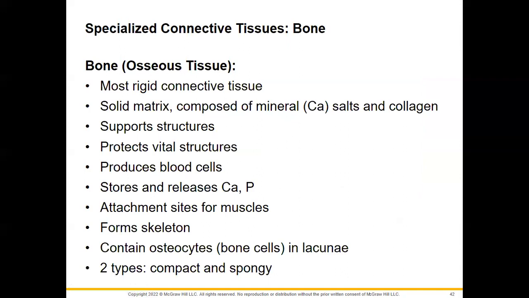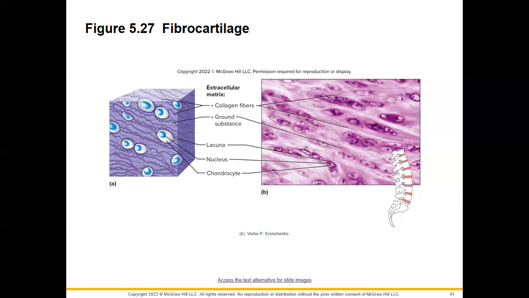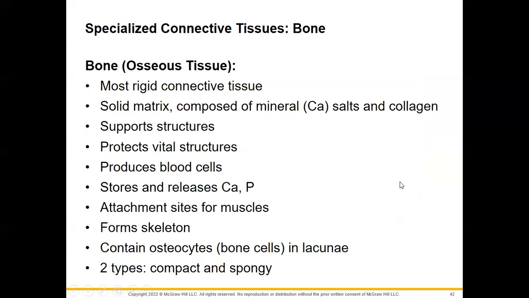The next type of specialized connective tissue that we'll delve into is bone. Bone is known as an osseous tissue. All right, osseous basically meaning bony. It is going to be the most rigid type of connective tissue that we have. It's going to have a solid matrix, unlike your fibrocartilage that's going to have this gel-like matrix that's going to make it rather squishy, which is why it's able to absorb shock from you walking. So bone has a solid matrix.